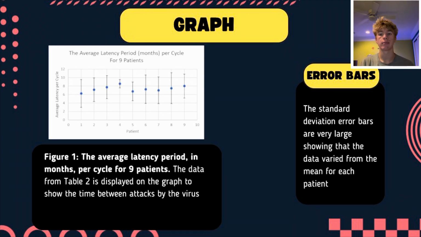So for our graph, it's measuring the average latency period in months per cycle for 9 patients. And as shown previously in Table 2, this is displaying the time between attacks by the virus. Also shown in our graph, you can see that the error bars are very large due to how the data varies between each patient.